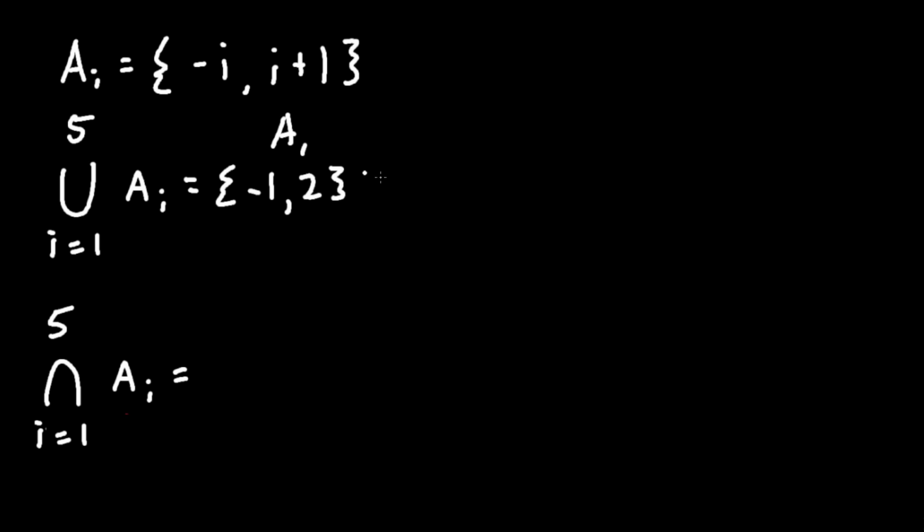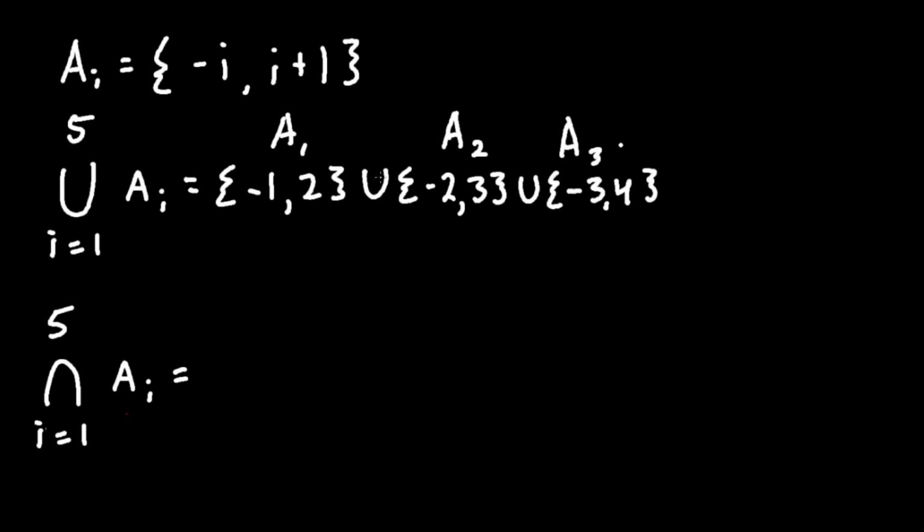We're taking the union of all of these, so let's write down union in between the sequence. We move on to A of 2 next, which is negative 2, comma 3. Union A of 3, negative 3, comma 4. And A of 4, sorry, I need to write down union first. A of 4 is negative 4, 5. And union A of 5 last.